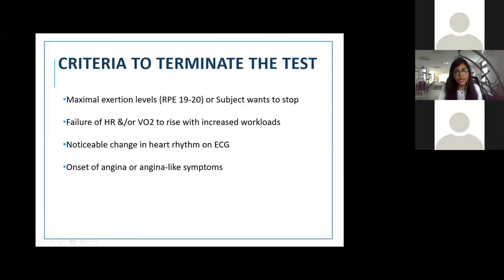So criteria to terminate the test, there are plenty of them. There are 10 to 12 listed, but I have put down the 4 most important criteria. One is the maximal exertion level, which is 19 to 20 on the Borg scale, or the person wants to stop. Second, any failure of heart rate or VO2 values to rise with increasing workload. If it is an incremental test and your stages progress, but these values are not showing any increase, then that should worry you. Third, any noticeable change in the heart rhythm or ECG, or any onset of angina or angina-like symptoms. Those are the criteria when we would like to terminate the test.